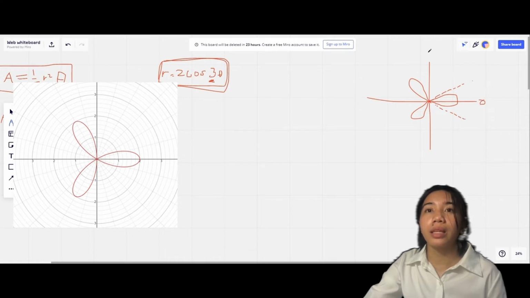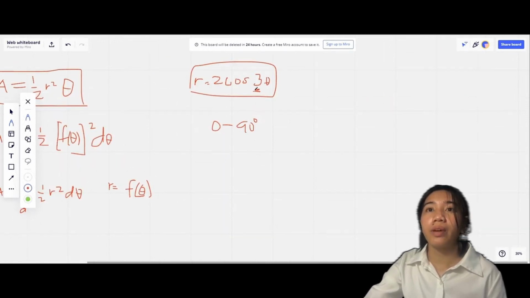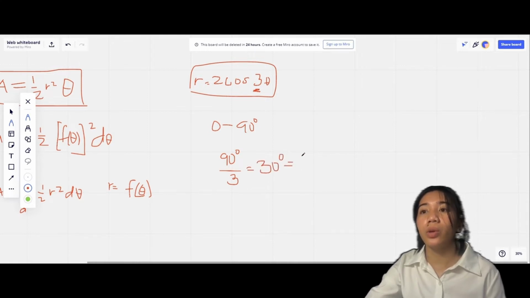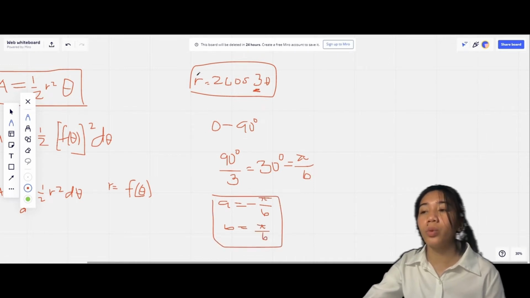We all know that this part of the polar coordinate is from 0 to 90 degrees. And then we have the value of n, which is 3, so we will just divide 90 over 3. So 90 divided by 3 is equal to 30 degrees, which is also equal to pi over 6. So our A is negative pi over 6 and our B is pi over 6. Now we have our values for A and B and also for r. We will now substitute our values into the formula.